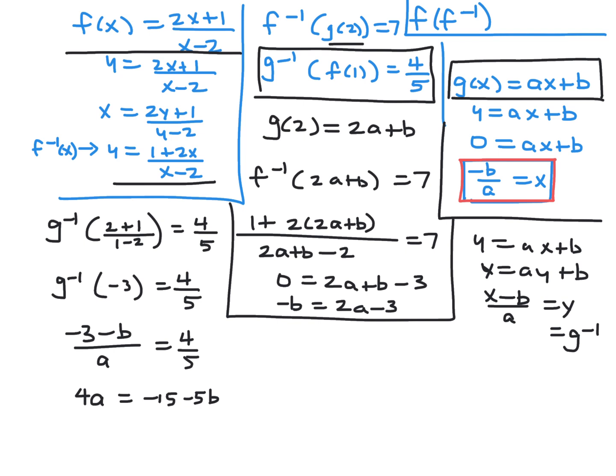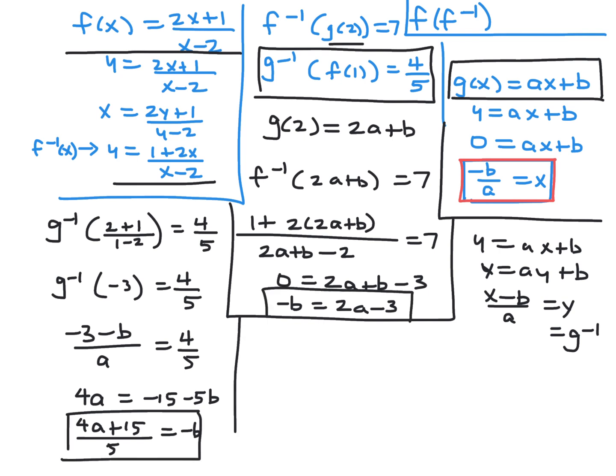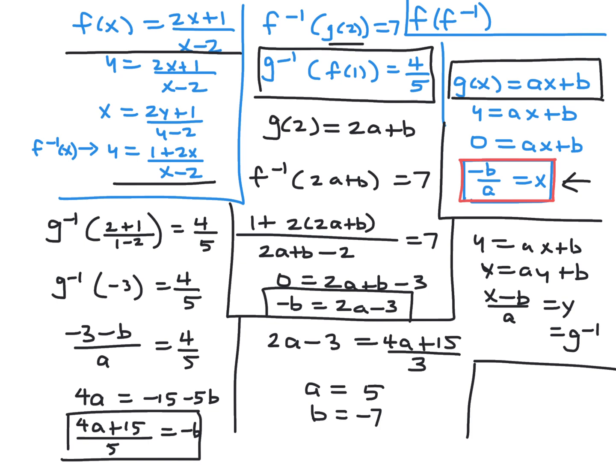And therefore (4a + 15)/5 would be -b. Okay, so I've got -b equal to this, -b equal to that, so I set them equal to each other. So 2a - 3 would be equal to (4a + 15)/5. And when you solve for this, which I'm sure you can do, you get a equal to 5, and therefore sub it back to get b equals 7. And then finally, for that guy, -b/a would therefore be -7/5. That is the x-intercept that they're looking for.